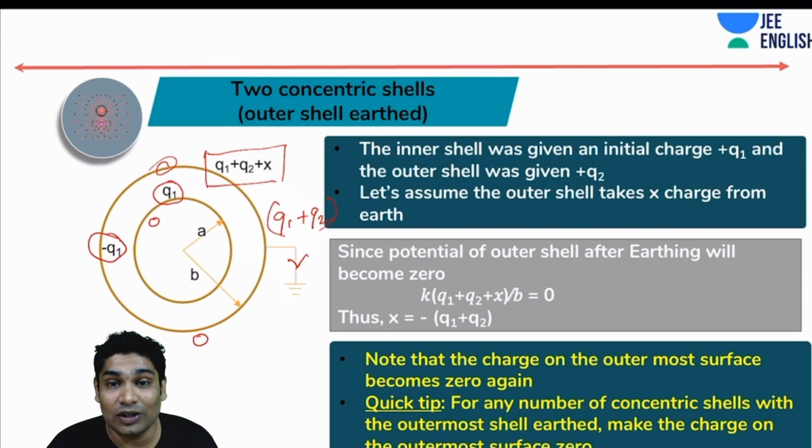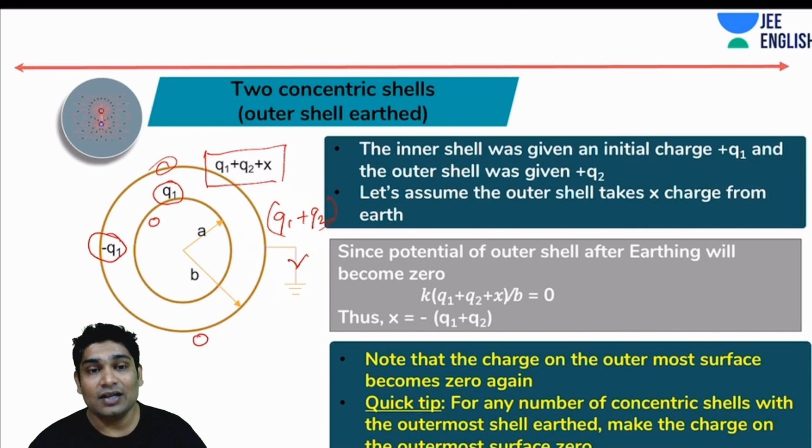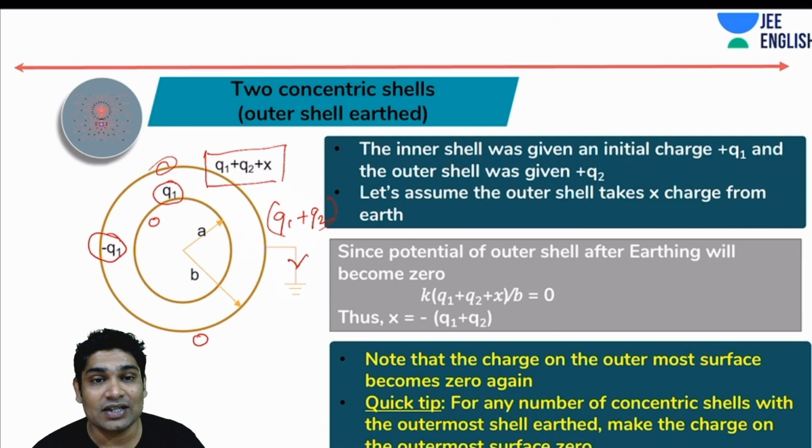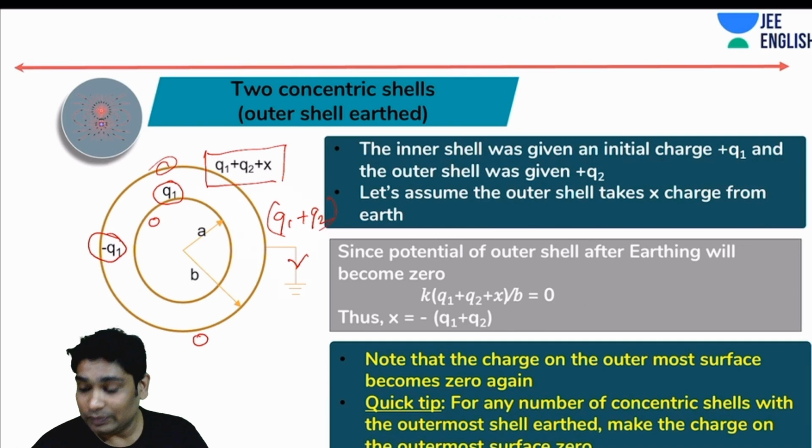I hope everybody followed that. So notice this: whenever the outermost shell is being earthed, the charge on its outer surface will always become 0, irrespective of how many shells there are. Even if you had six shells, seven shells, concentric shells, the moment you earth the outermost shell, the charge on its outermost surface will be zero. Remember that quick tip, it will help you save a lot of time.